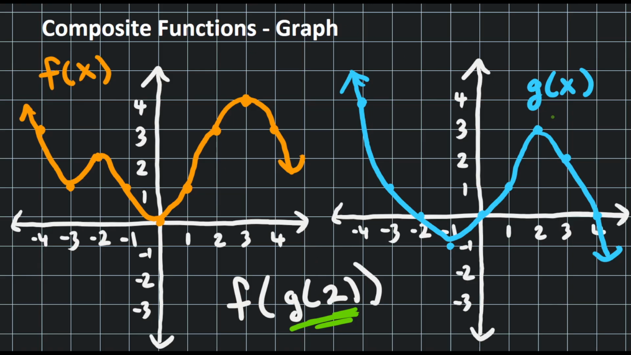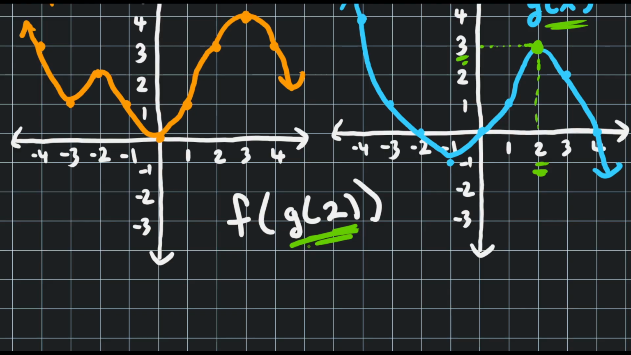So g of 2, if we take a look at g of x over here, where x equals 2, it meets at this point right here on the graph, and the y-coordinate is 3. So g of 2 equals 3. And there we go, we're getting close. Now we know g of 2 is 3, so we can replace g of 2 with 3, which comes out to f of 3.